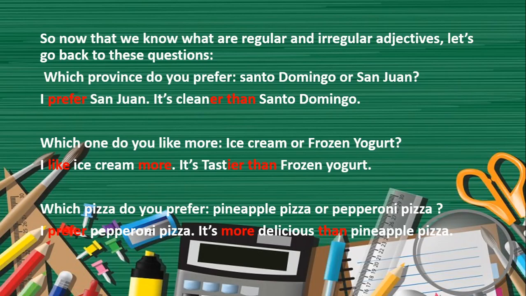Okay? So I prefer pepperoni pizza. It's more delicious than pineapple pizza. So you see, this is how I can make comparisons between adjectives, between objects. You need two objects, or more than two, but in this case we are working only with two. Imagine this. Huawei and iPhone. And you need an adjective.